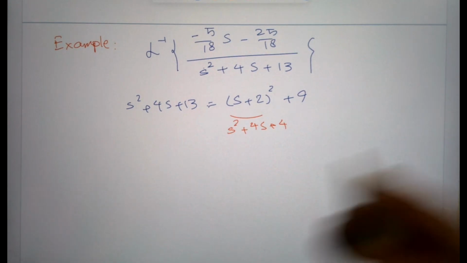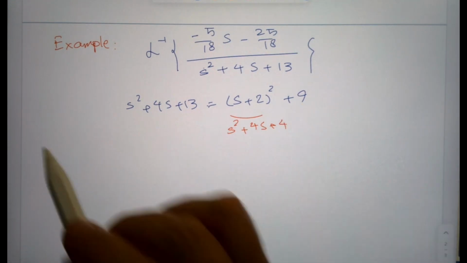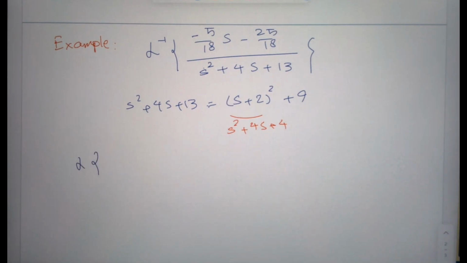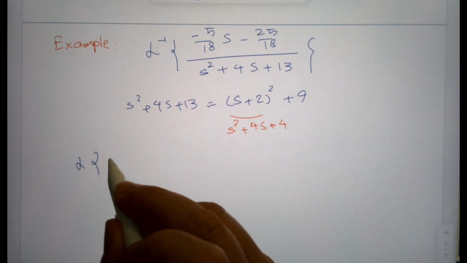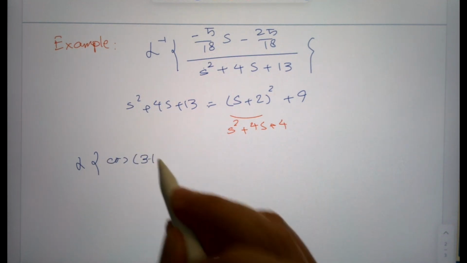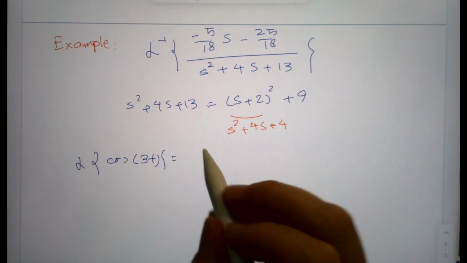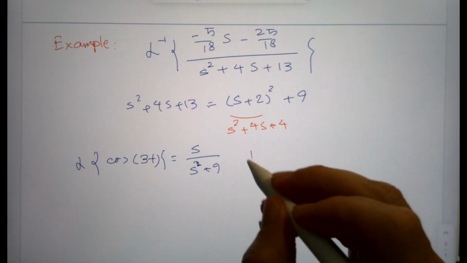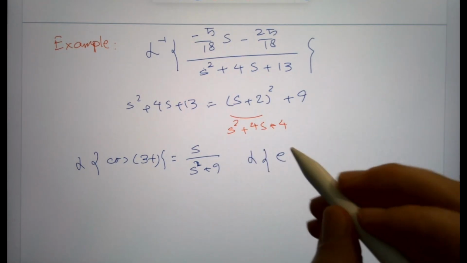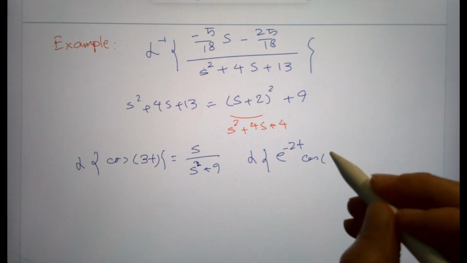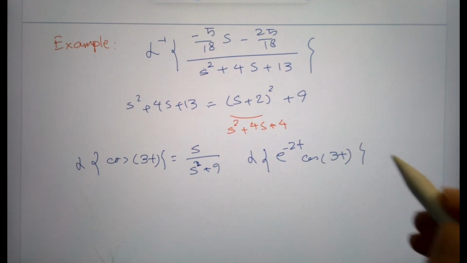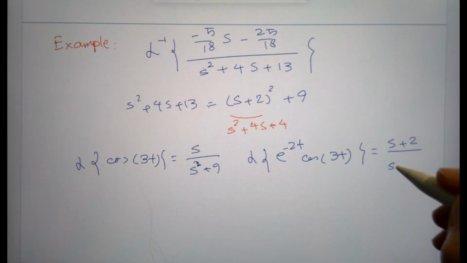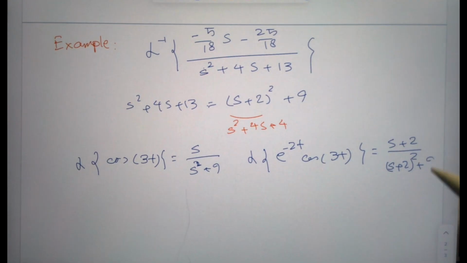Now what do I know? The square root of 9 is 3. This is a nice one. A lot of times it's not. But Laplace of cosine of 3t is equal to s over s squared plus 9. If I shift this by 2, Laplace of e to the power minus 2t cosine of 3t is equal to s plus 2 over s plus 2 to the power 2 plus 9.